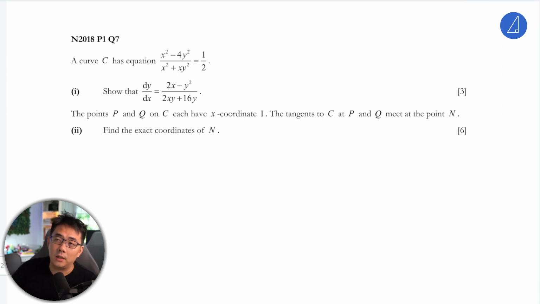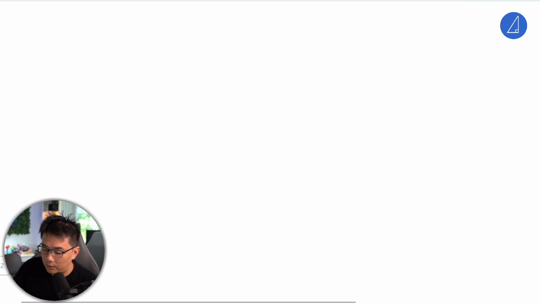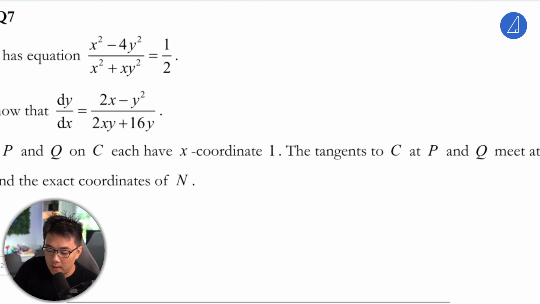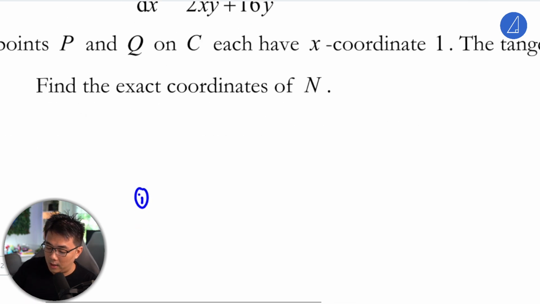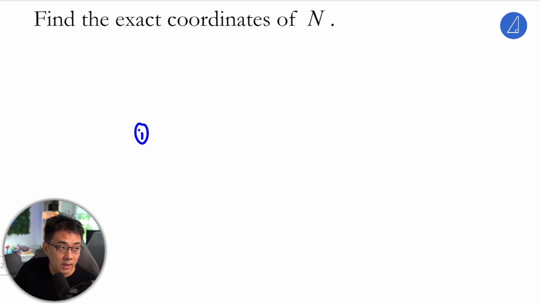So a curve C has an equation of this. Show dy/dx is this expression here. So let's look at how we can do this. First thing is we're going to just cross multiply, right? So in this case, I'm going to just cross multiply. Then after which we're just going to try and find dy/dx by using implicit differentiation.